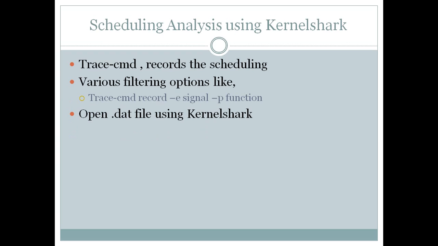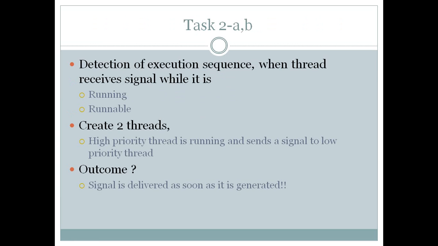KernelShark can be used to analyze the execution sequence of threads and processes. We can use the trace-cmd command and record signals, functions, and almost everything. It will generate a .dat file, and that we can open using KernelShark. These are the tasks given to me as an assignment.